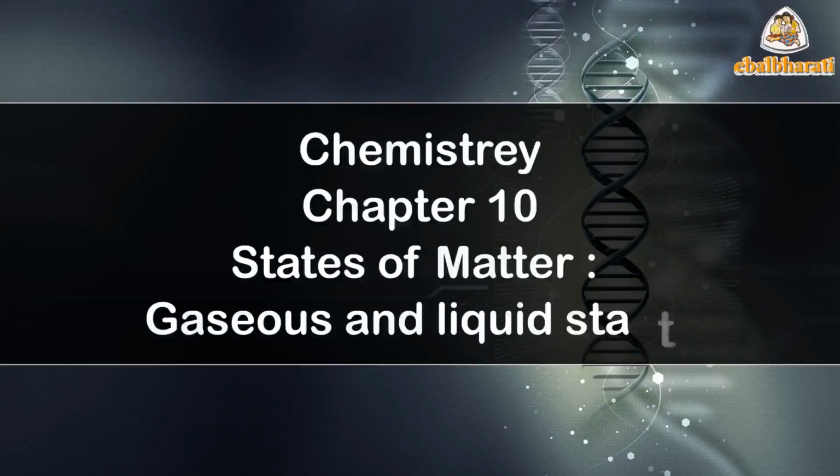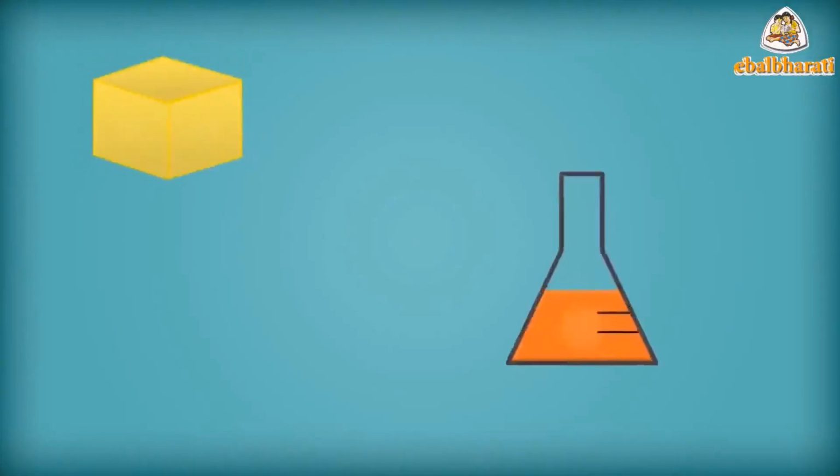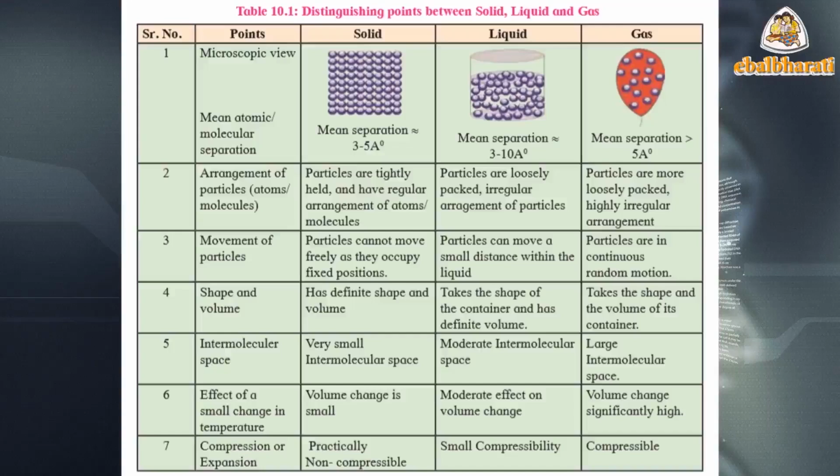Let us study chapter 10 for chemistry today. That is, states of matter: gaseous and liquid states. The three distinct physical forms of a substance are solid, liquid and gas. The table here shows distinguishing points between solids, liquids and gases.